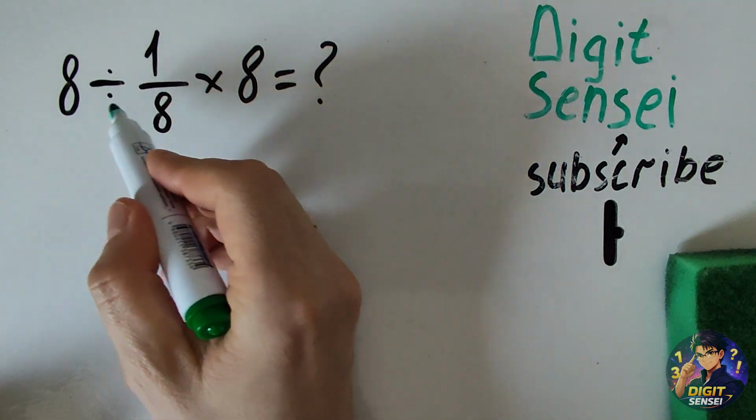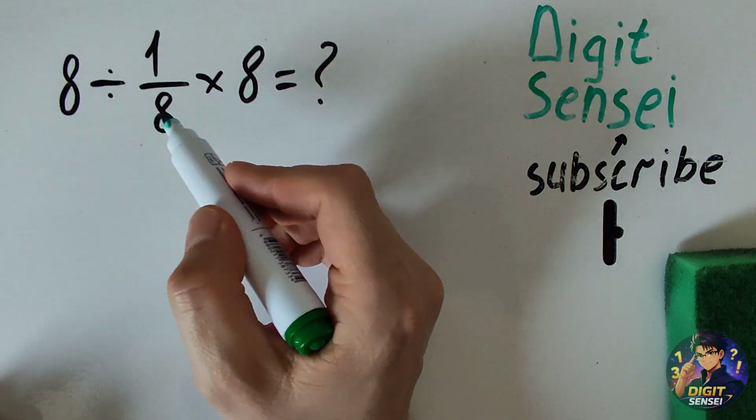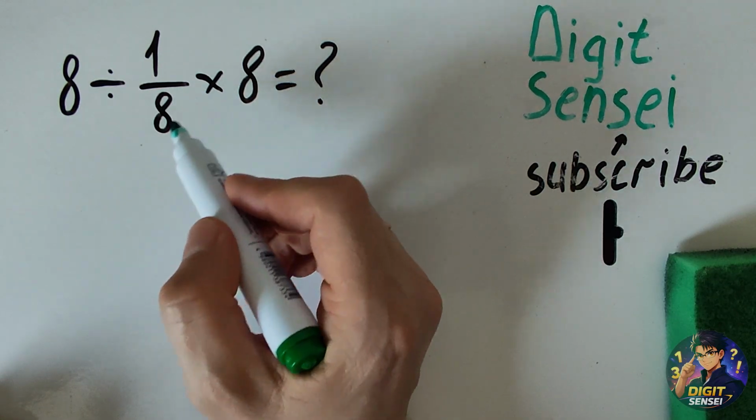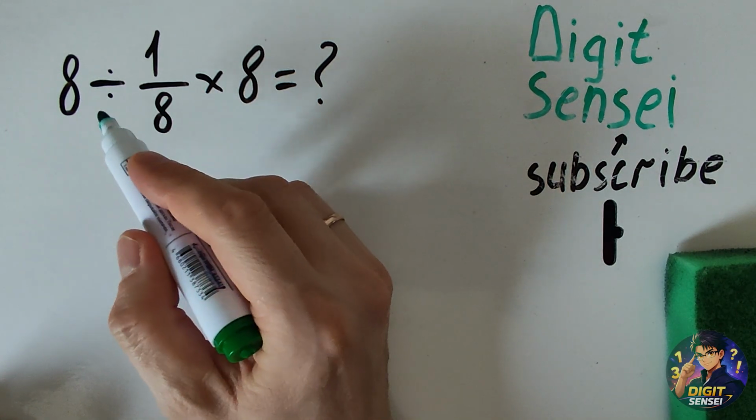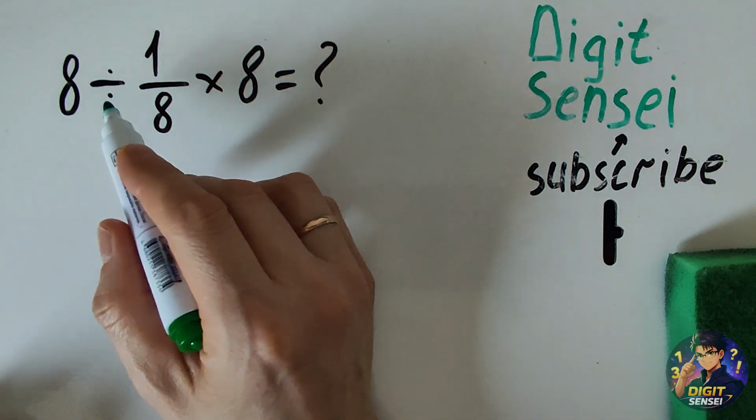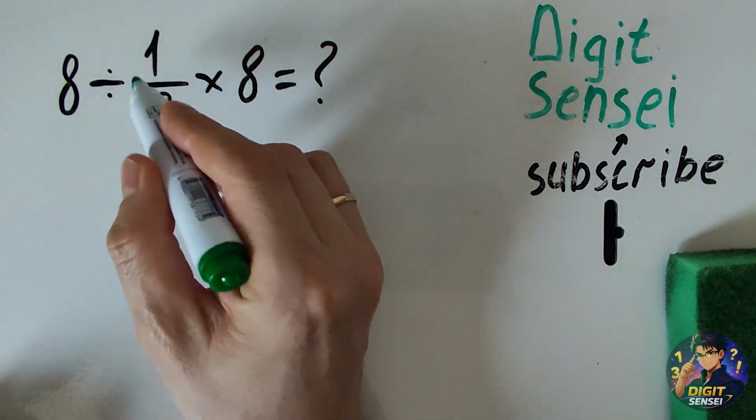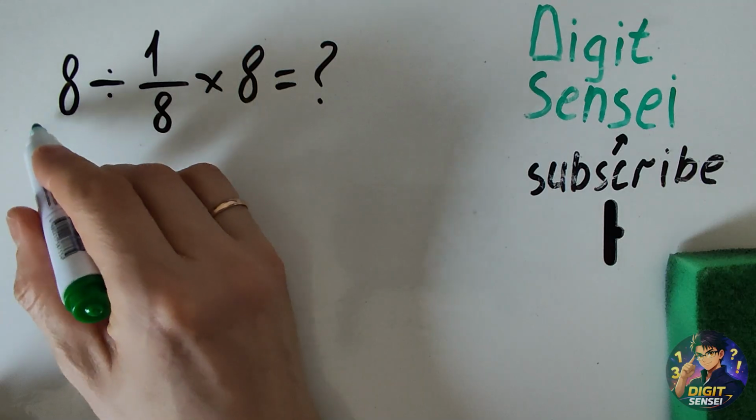In this expression, we have one division and one multiplication. According to the order of operations, multiplication and division have equal priority and we have to work from left to right. So first we have to do this division, then this multiplication, okay? So first, 8 divided by 1/8.